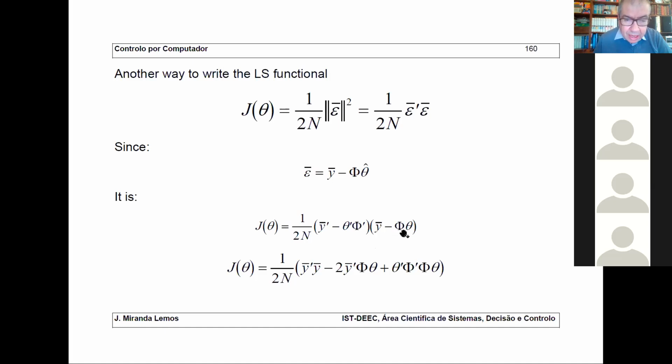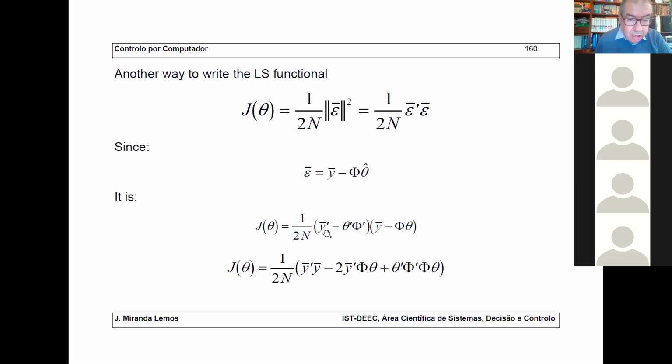So look here. Y bar minus phi theta is a deviation, and this is a vector of deviations. Now, if you compute the same vector but transposed, there is a transpose missing here. This is the transposed vector of deviations times the deviation vector itself. So this is a sum of squares of deviations. And then you multiply by 1 divided by 2n.